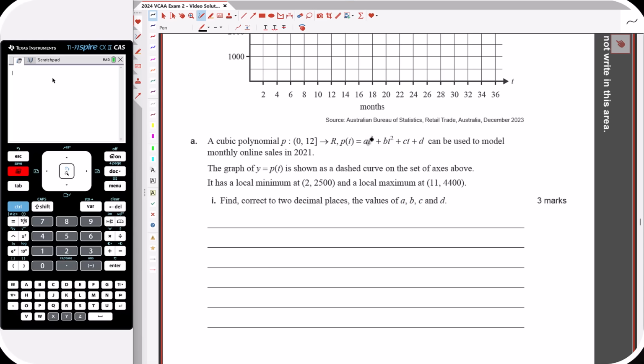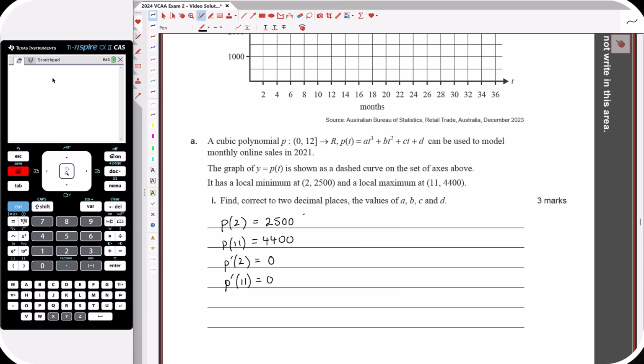So we've got our polynomial already defined for us, so we don't need to do that ourselves. We're going to need 4 equations because we've got 4 unknowns, and our 4 equations are related to the location of the 2 points and the fact that they are stationary points. So we know that p of 2 is equal to 2,500. The graph goes through the point (2, 2500). We also know that p of 11 is 4,400. We also know that p dash at 2, the derivative at 2, is 0 because it's a local minimum, and p dash at 11 is 0 because it's a local maximum.